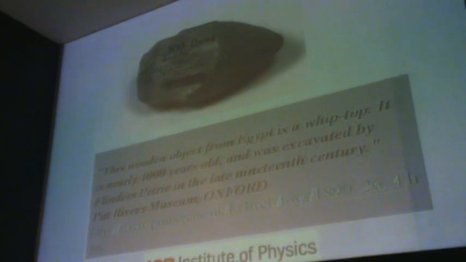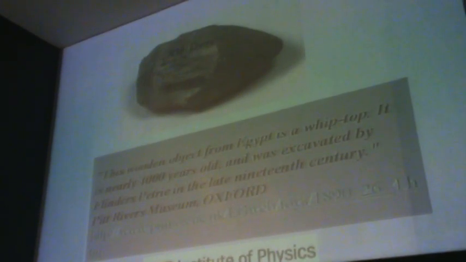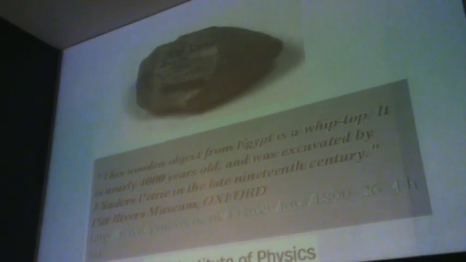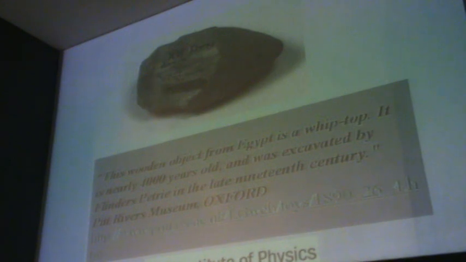It actually is a 4,000-year-old top from Egypt, which is in the Pitt Rivers Museum in Oxford. If you ever get a chance to go to the Pitt Rivers Museum, it's behind the Natural History Museum, free to get in, but not many people know that it's there. A wonderful museum of all sorts of artifacts and things.